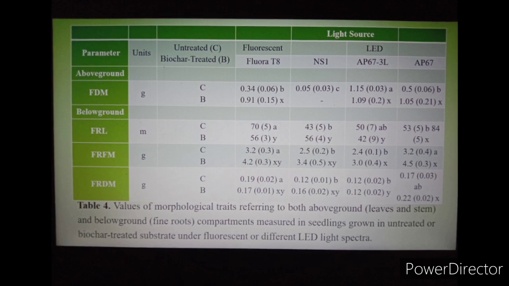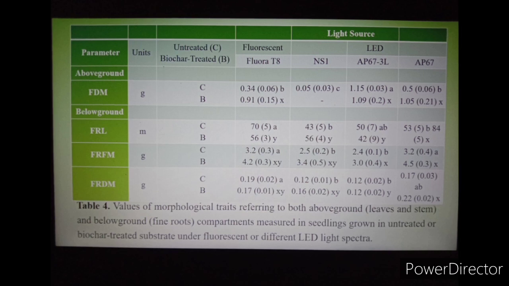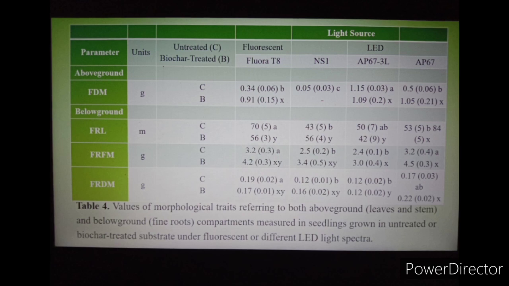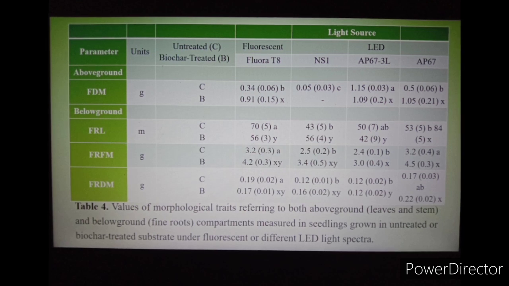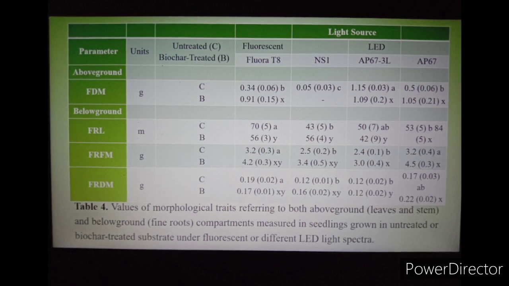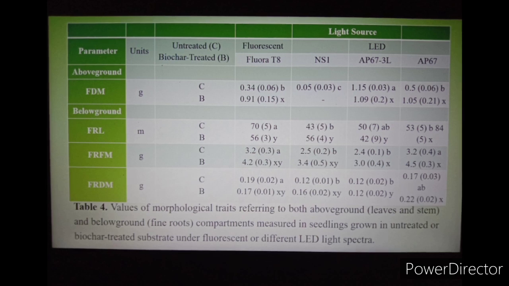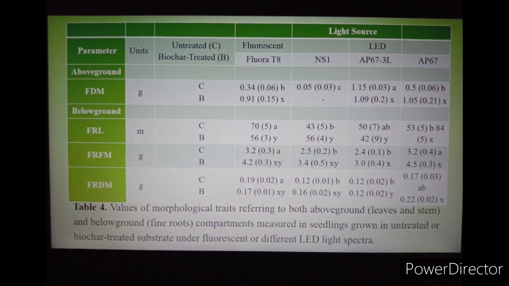Seedlings grown with fluorescent and AP67 light types had an intermediate fruit fresh mass and fruit dry mass, which increased significantly when pots were supplemented with biochar, reaching, in the case of AP67, the highest fruit yield, as shown in the table.